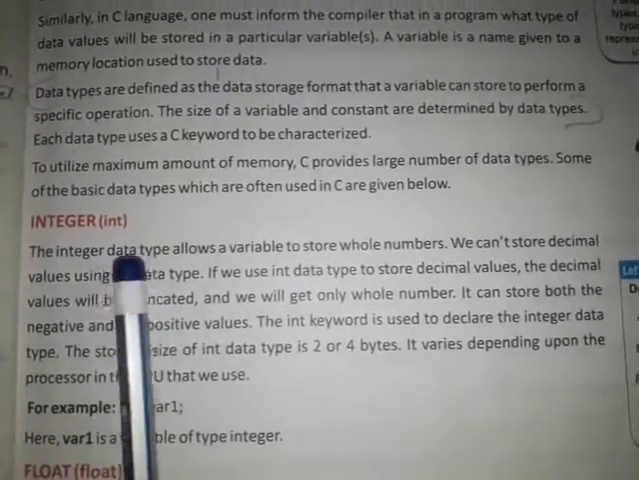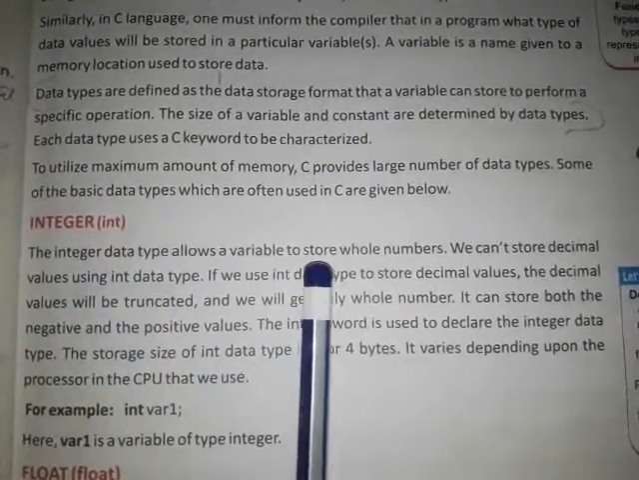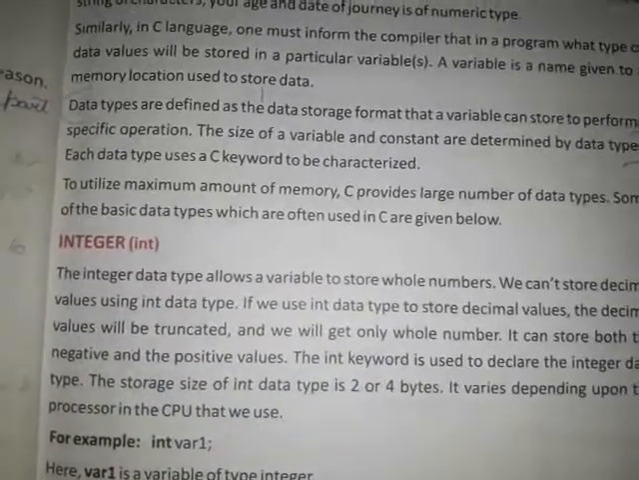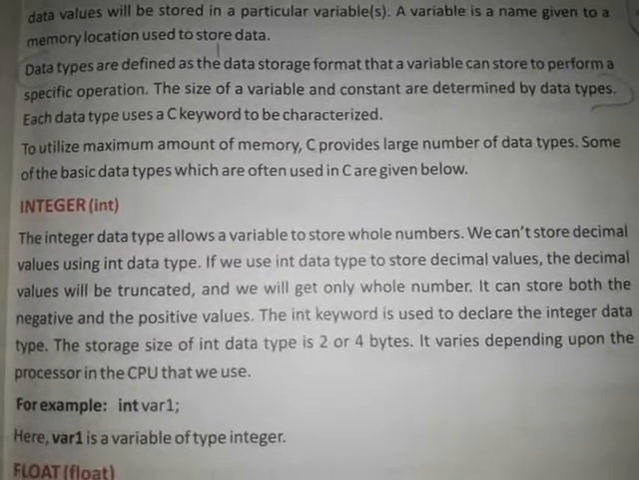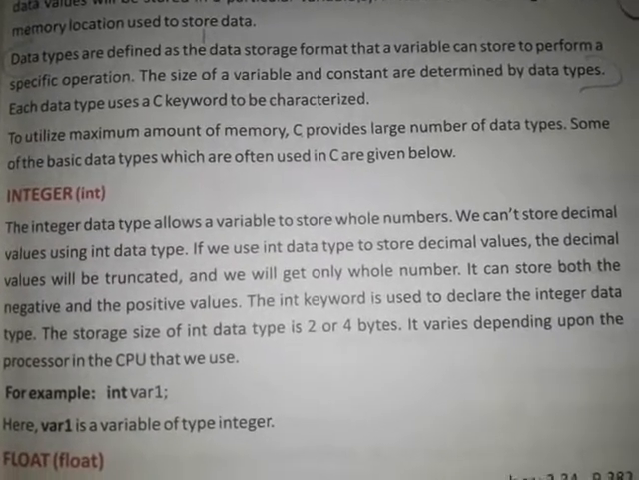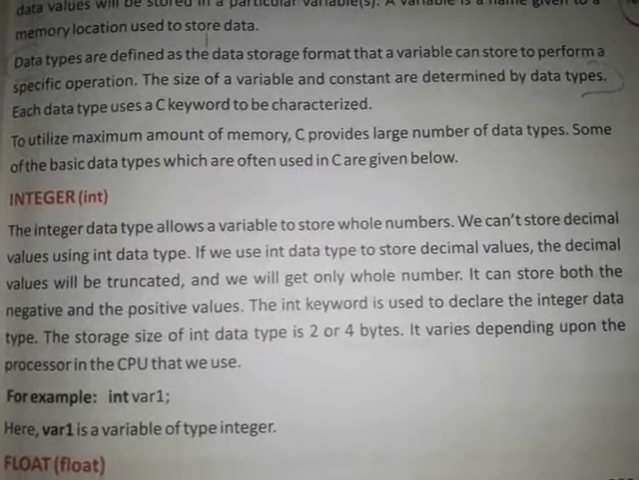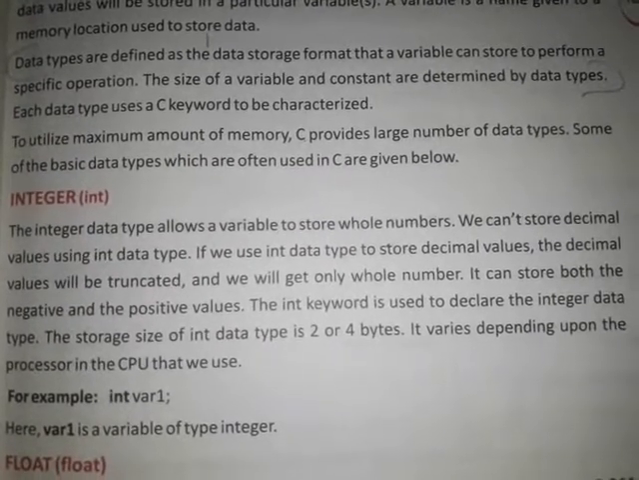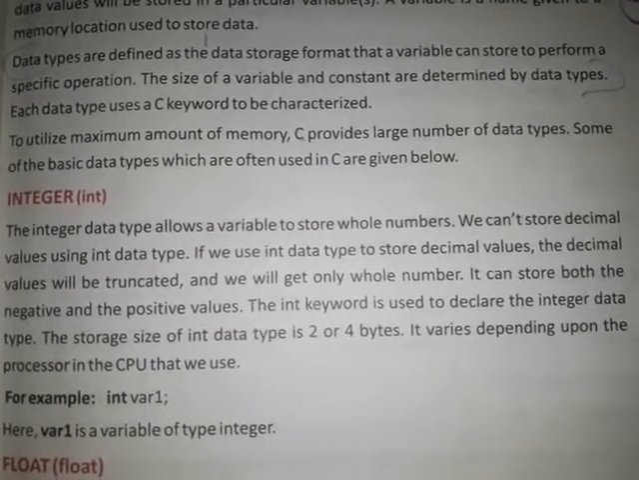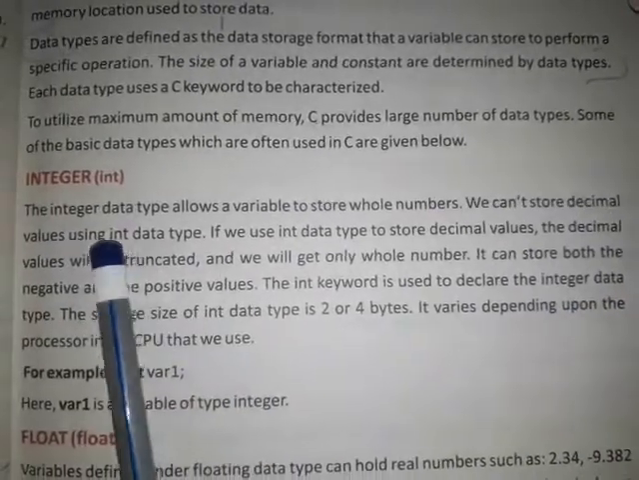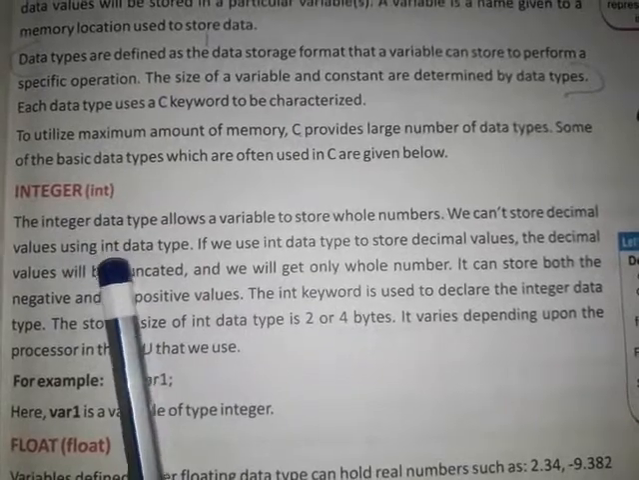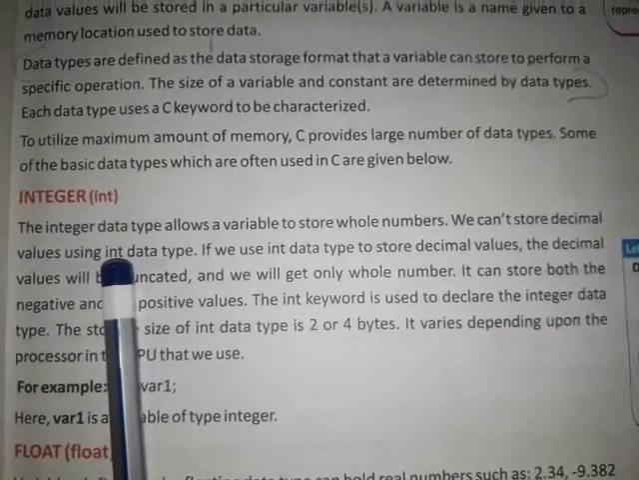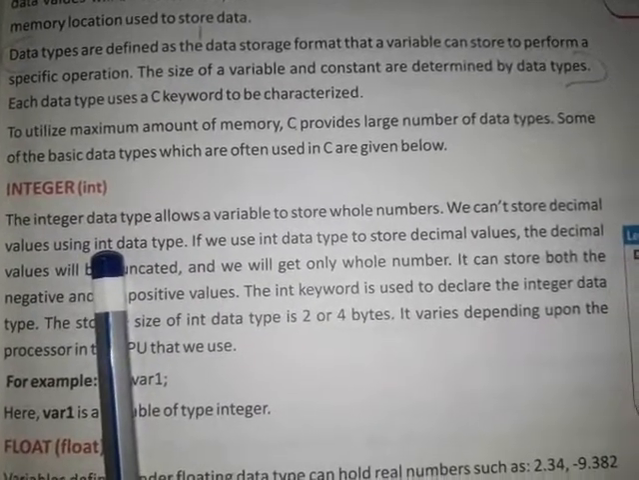The integer data type allows a variable to store whole numbers. It means this data type allows us to store only whole numbers, not the decimal part of the number. Whole number means which doesn't have a fraction, which doesn't have a point. We can't store decimal values using the int data type. If you are declaring a variable by using the int keyword, that variable will not store decimal values.